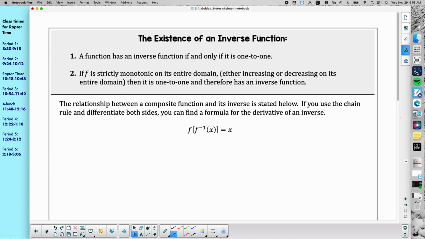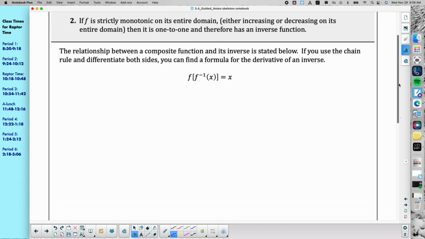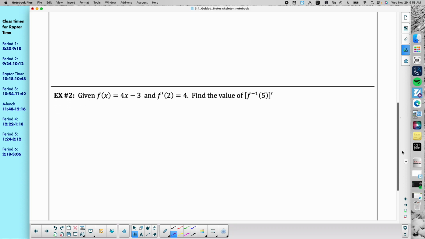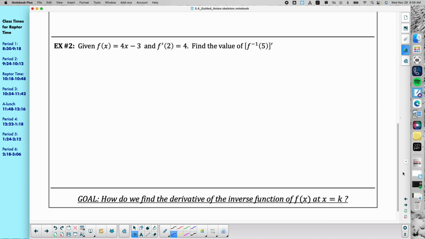I believe this page is just the one about composites. I think the bottom was the same, correct? No, here we go, we'll try this. I always thought that was on the next page. It says, given f of x equals 4x minus 3, and you're told that f prime of 2 equals 4. Normally we don't know that info, but I guess we could figure that out easy enough because finding f prime is easy. Find the value of f inverse 5 prime.